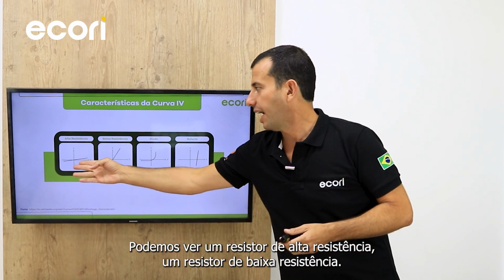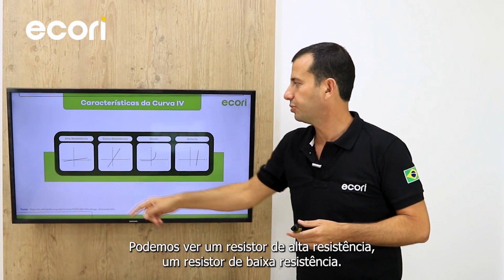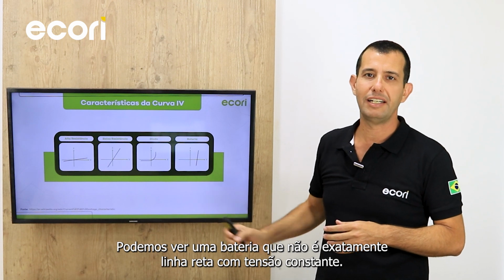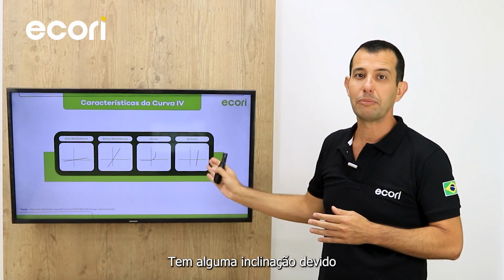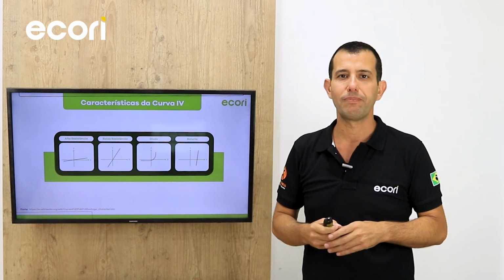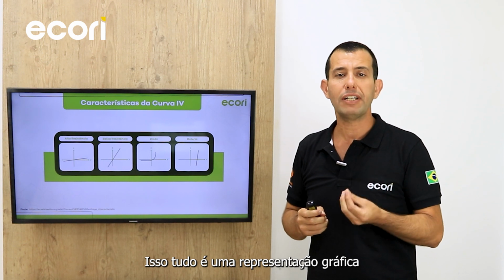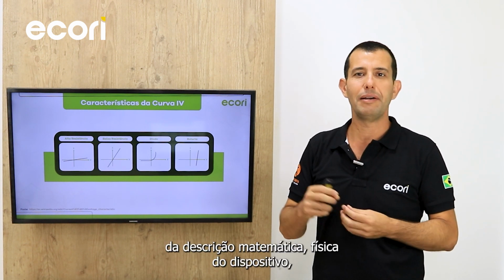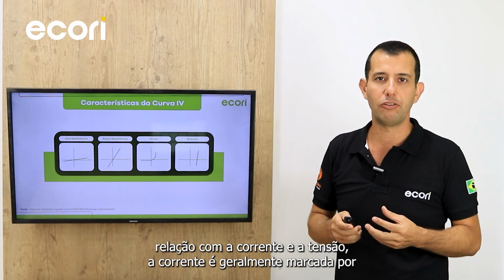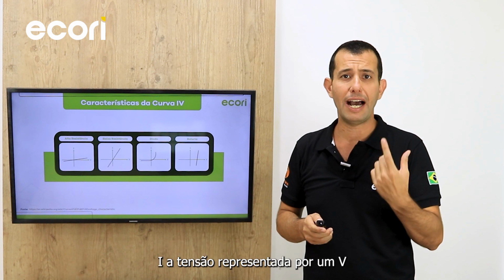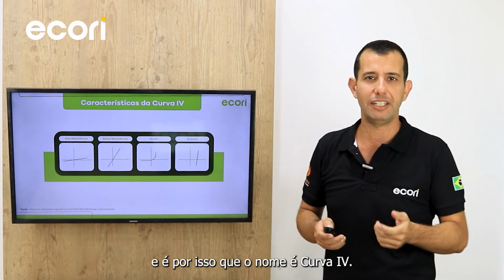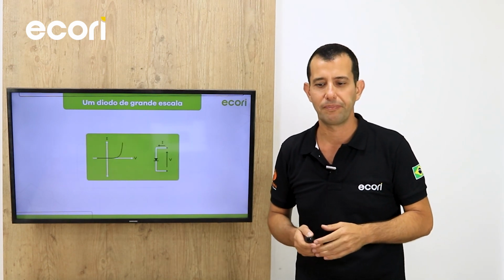We can see a high resistance resistor, a low resistance resistor. We can see a battery which is not exactly a straight line at the constant voltage. It has some slope because of the internal resistance of the battery, and you can see a shape of a diode. These are all graphical representations of the mathematical physical description of the device relationship between current and voltage. Current is usually marked as I and voltage is marked by V, and this is why the name is IV curve, current voltage relationship curve.